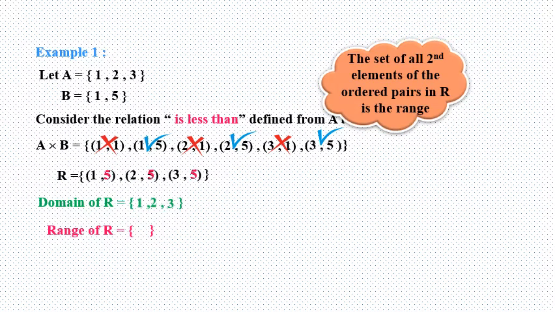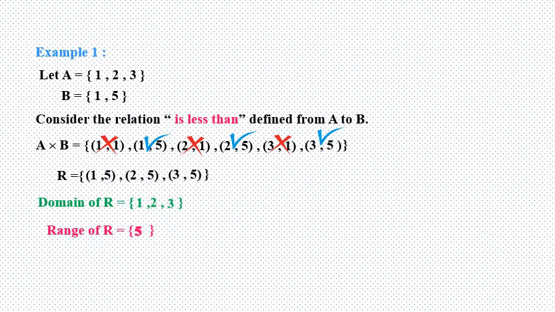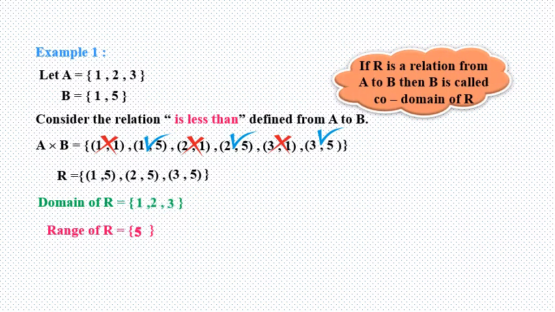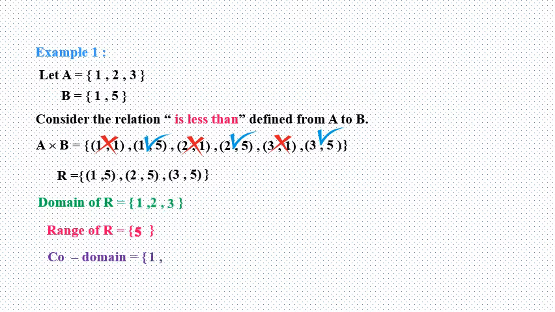Now range. What is the range here? Only one member is present here. That is 5 is the range. So then what is the codomain here? The codomain is 1 comma 5. It is the whole set B. I hope you can understand properly.